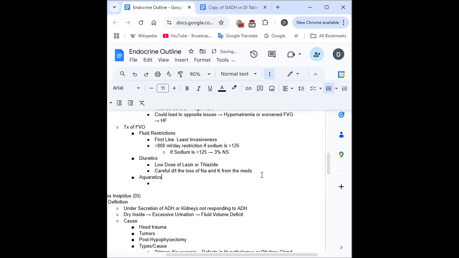Here I'll give examples. Examples here are the vaptins. Examples are tolvaptan, conivaptan.